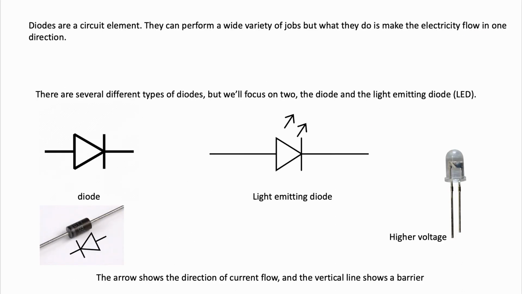Okay, so let's go on to the next circuit element. It is called a diode. Again, diodes do a lot of different things, but what they mostly do is make the electricity flow in one direction.